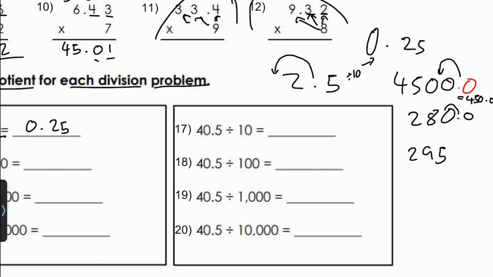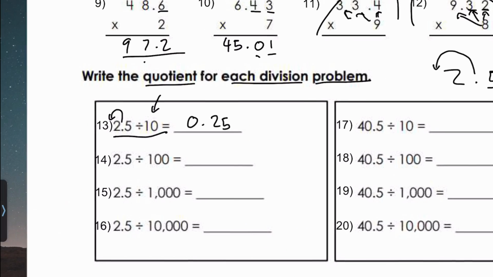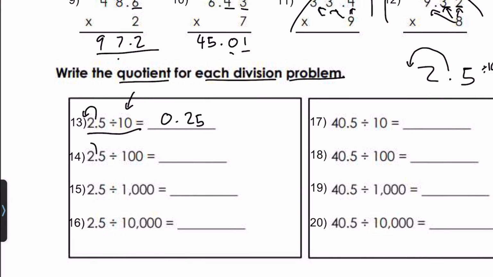It'll be the same with this. You move it to the left. This equals now 28. If you move this to the left, it equals 29.5. And obviously you can keep the 0, but it's basically just 29.5. So if we just go through these, this time it's dividing by 100. You just move it 2 places to the left. So 0.025. By 1,000, 3 places to the left.